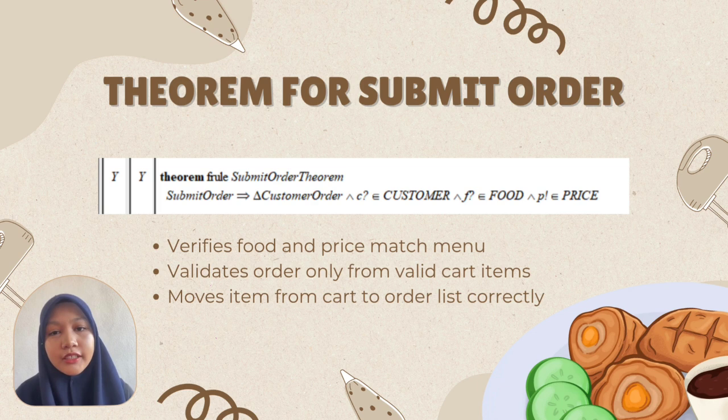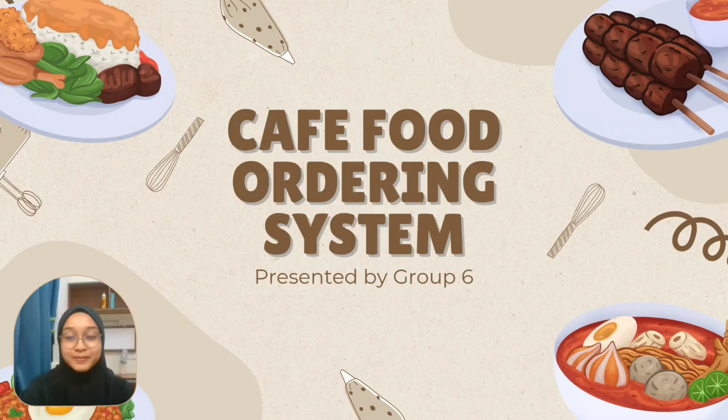Next is delete cart theorem. The verification is to confirm deletion logic is correct and input types are valid. The validation for this theorem is to ensure that only existing items are deleted from real customers. So the key point for this delete cart theorem is to maintain cart consistency by avoiding invalid deletions.